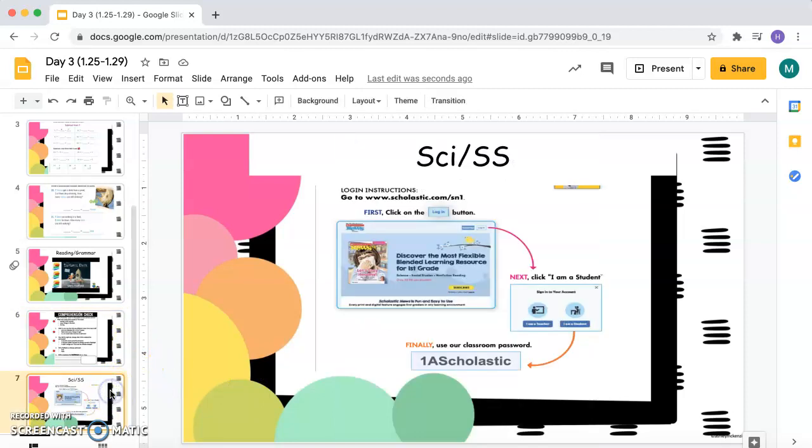The last thing you're going to do today is your Scholastic News. So this is what you use to get onto your Scholastic News so your parents can help you get on the website. Click I am a student, and then this is our class code right here. And that'll get you on there so that you can listen to the read aloud and do any games and stuff with Scholastic. That is it for today.